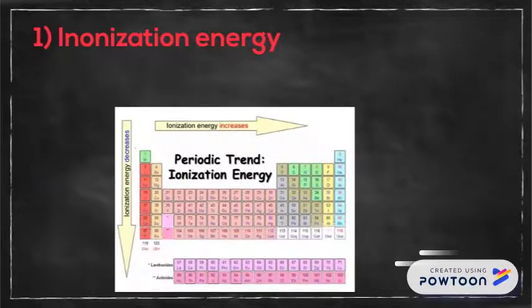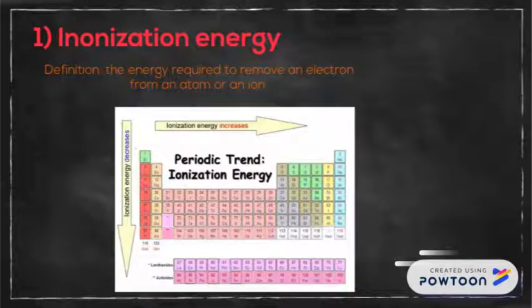Number 1. Ionization energy. Ionization energy is the energy required to remove an electron from an atom or an ion. When atoms have equal numbers of protons and electrons, they are electrically neutral, but when they have enough energies added, the attractive force between the protons and electrons can be affected.